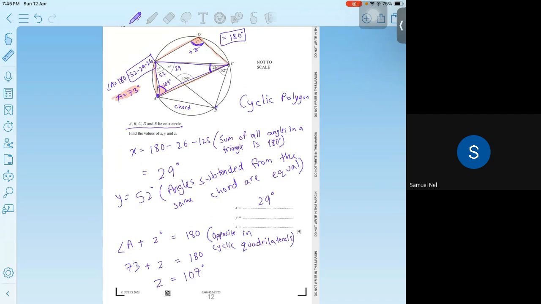So let's just write the answers once. So y equals 52 and z equals 107 degrees. Yeah?